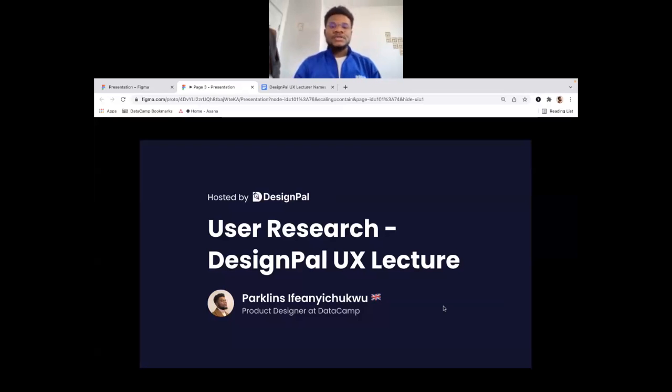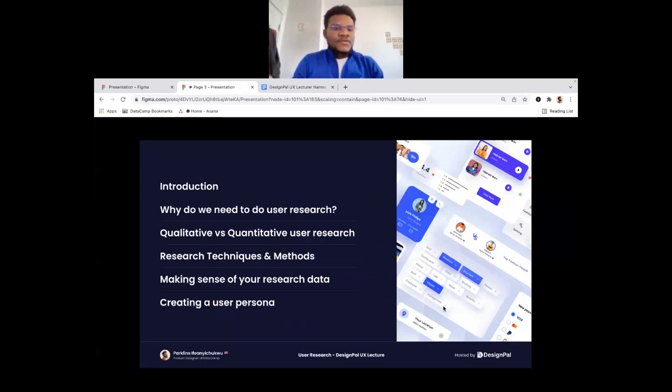So back to the topic, user research. We have a couple of sections I will go through and I'll just touch base on them, but we'll go step by step. It's going to be very interactive. I wasn't able to finish the presentation, so I wouldn't have a lot of screens to share, but I'll make it as interactive as I can.